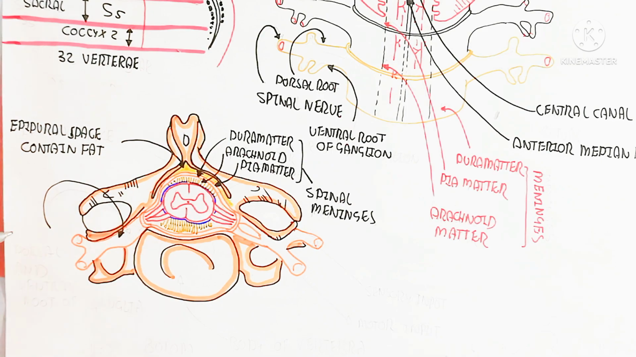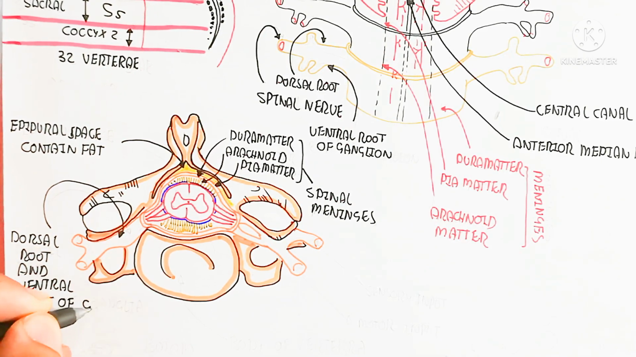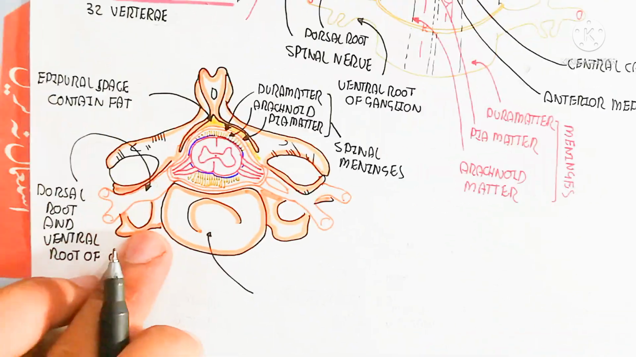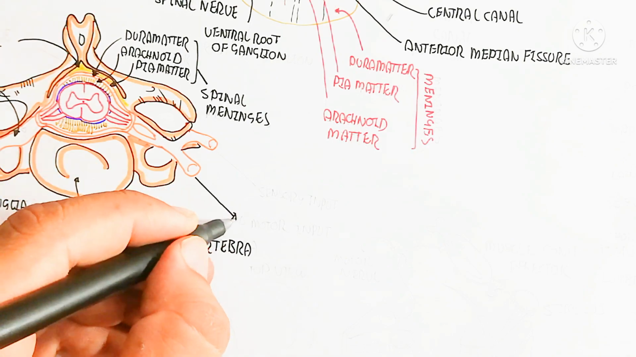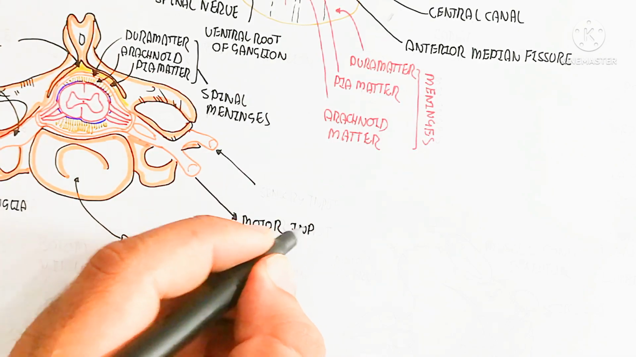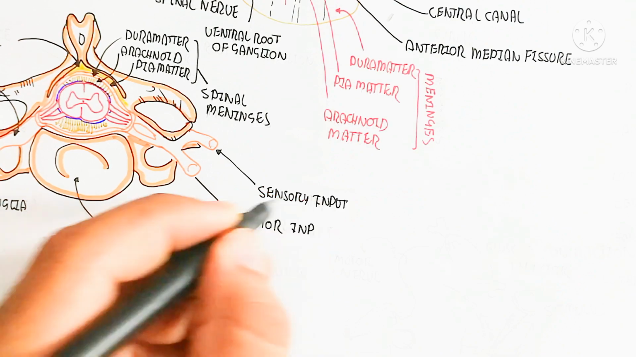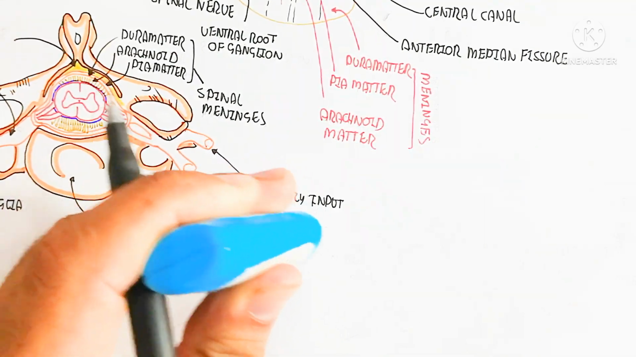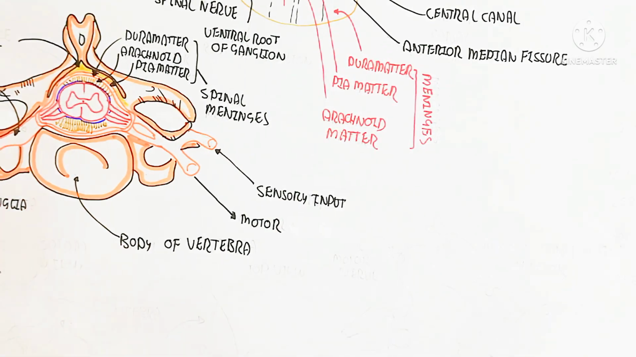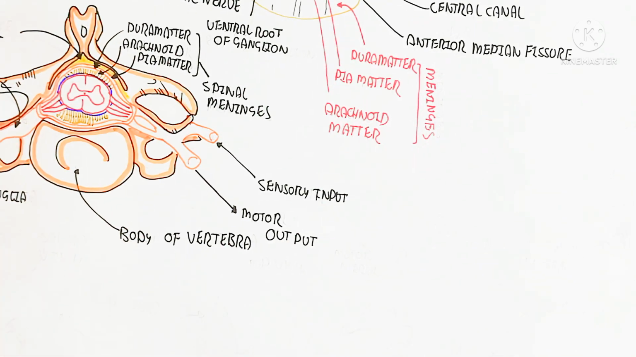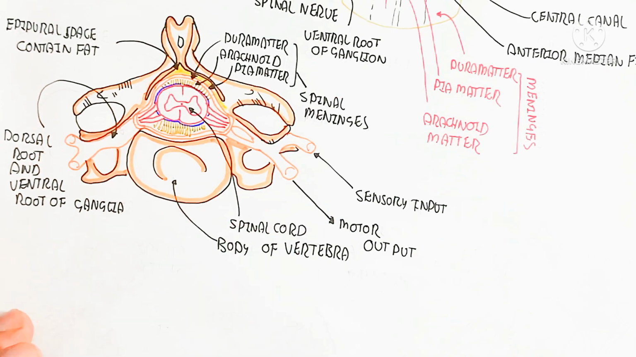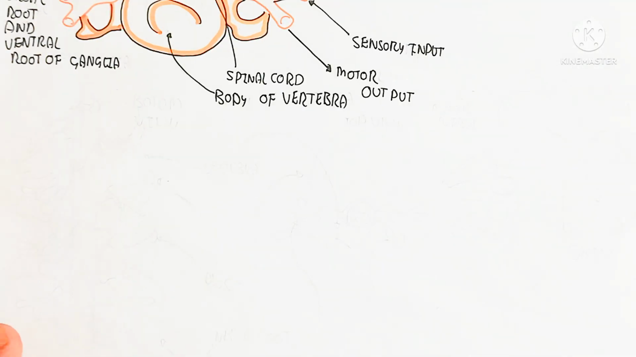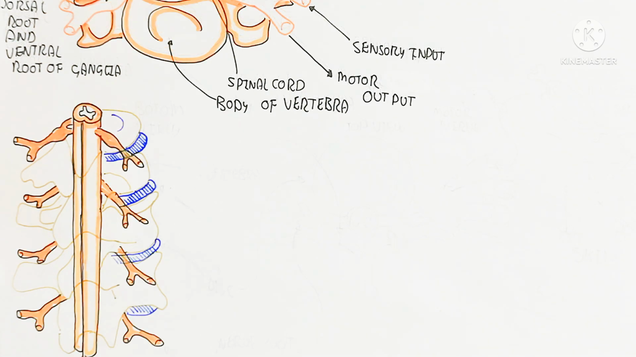Here is the epidural space, which contains fat, the adipose tissue, and this is the dorsal root ganglion and ventral root ganglion collectively. Here you can see the motor input, the sensory input and the motor output, the afferent and efferent neurons involved in the reflex. On the other hand, here is the body of the vertebra, and this is the spinal cord.